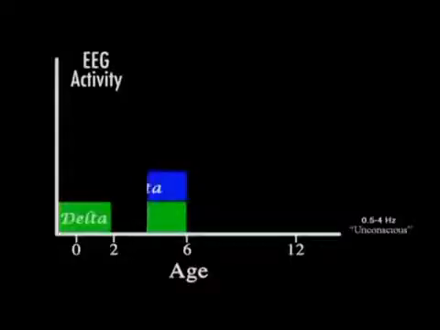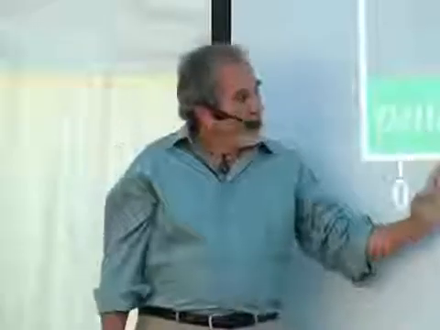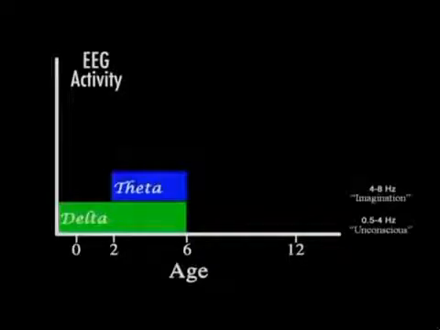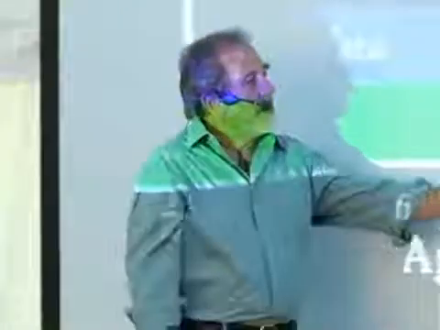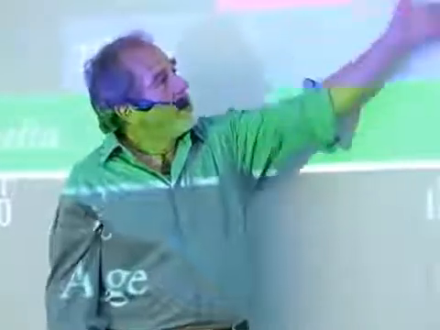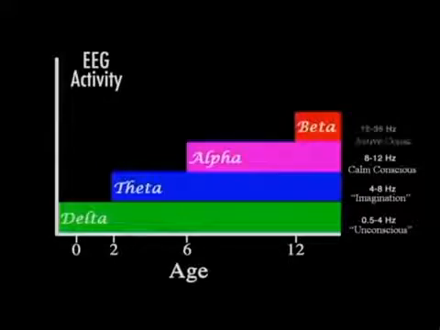From 2 until 6, there's higher activity called theta. When we're in theta, it's like imagination. That's why children between 2 and 6 mix the real world and the imaginary world in their play. When the child gets to 6, then another level starts called alpha, which is calm consciousness. When the child reaches 12, it can express all the ranges from delta, theta, alpha, and this is like schoolroom consciousness, beta.